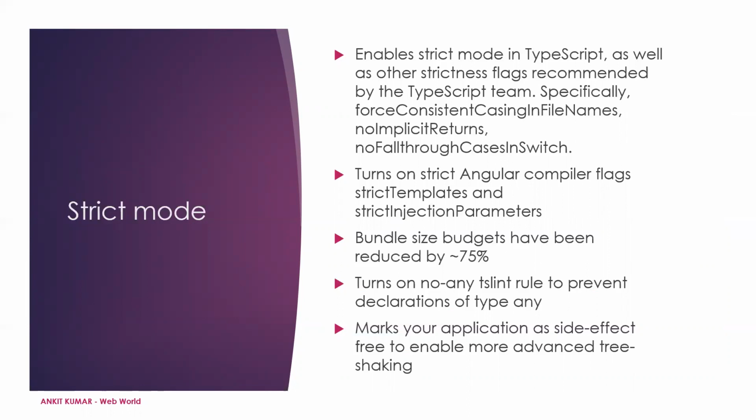So if any file name has any casing problems, those things will also get caught. If there are no implicit returns written in your file, then the build will not be successful. And if there is no fallthrough case in switch, meaning you have not given a default scenario. Say if you have A, you provide something. If you have B, you go to this scenario. If you have C, then you go to this scenario. But if there is no fallthrough in the case switch, there will be errors or your build will fail.